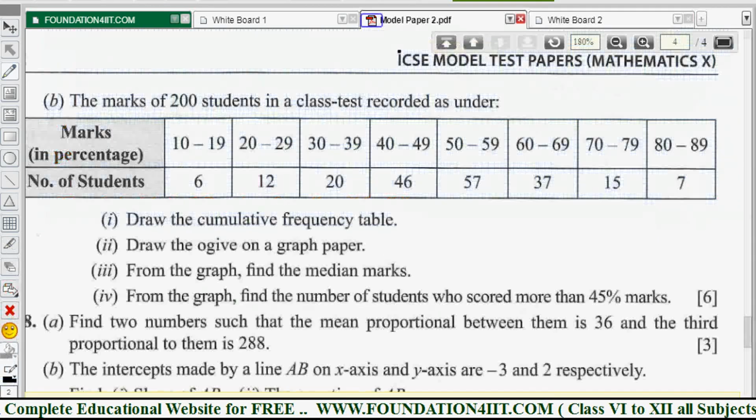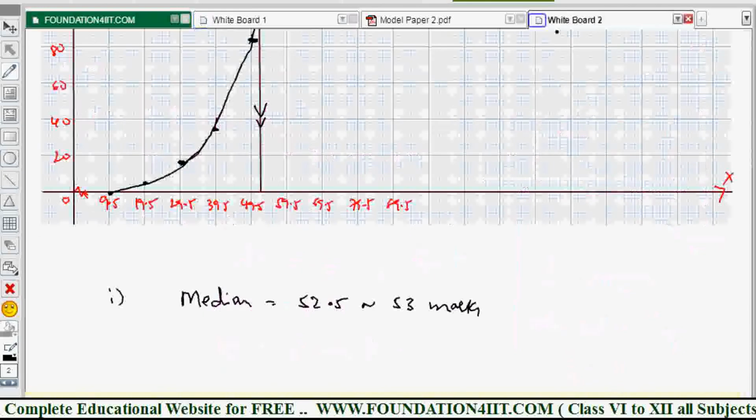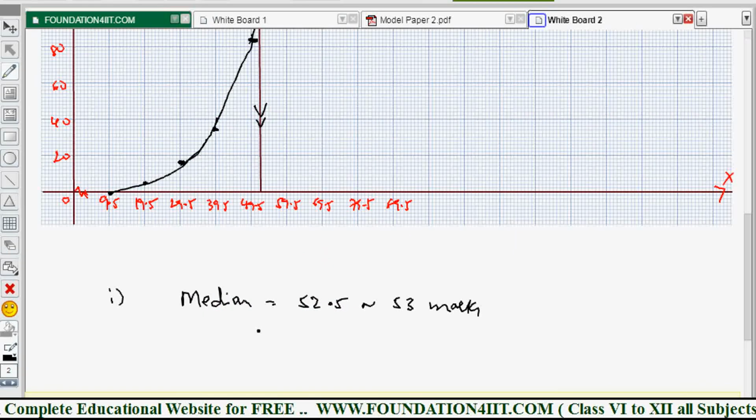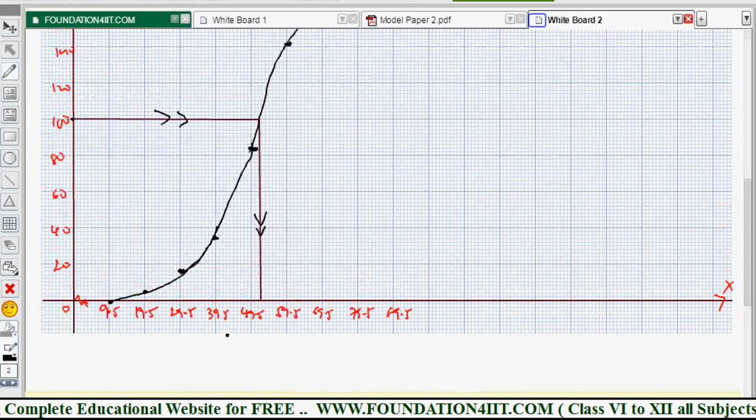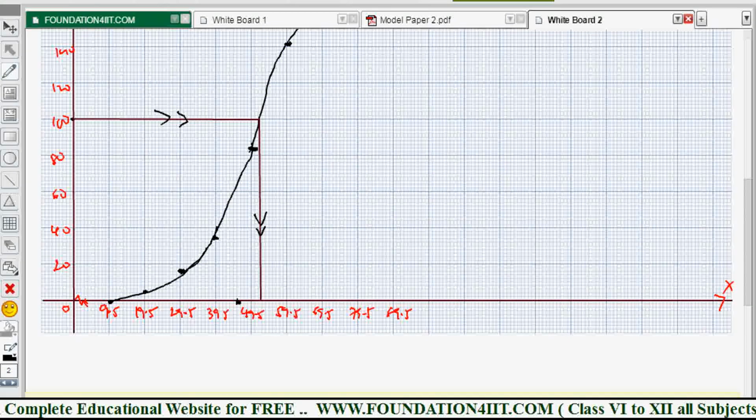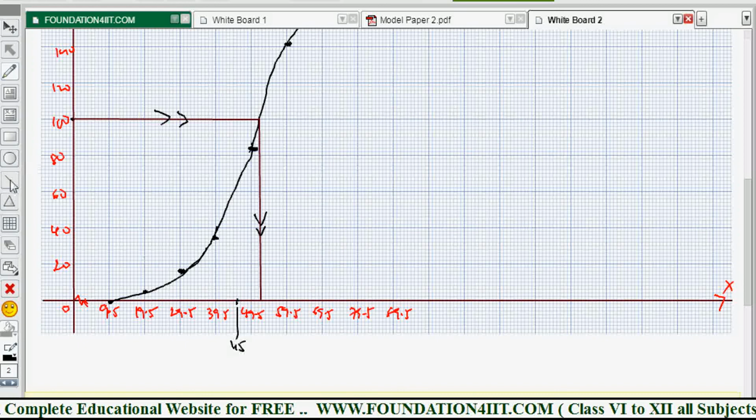And see the question, median you got. From the graph, find the number of students who scored more than 45% marks. Whenever questions are like this, more than 45, from 45 you can take one straight line. 45 marks, you can take a straight line from here. Draw the straight line, and wherever it joins, from there you can take it to this side.